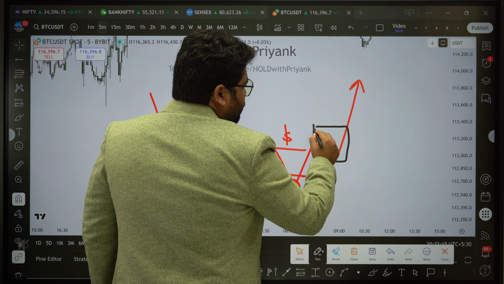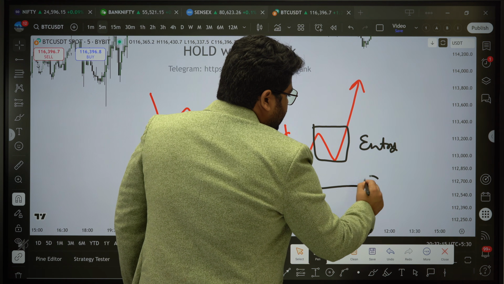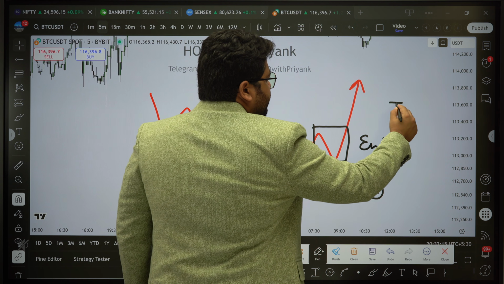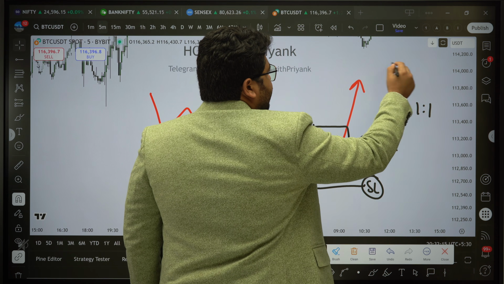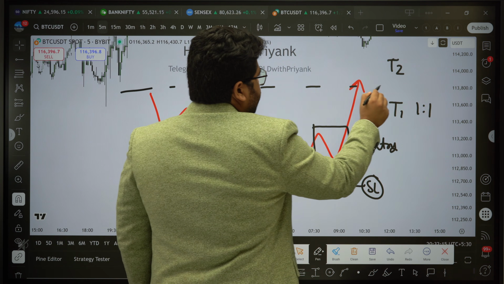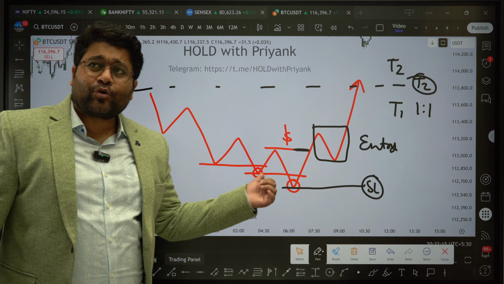And in this zone, actually, this is the zone where you make your entry plan. You put your stop loss just below it. Don't enter too high. Try to enter as close as this. And then T1 at 1:1. And then T2 is the high of this move, correct? Like here, this one would be your T2. And there you can manage or book your full position. That's how you are going to practice it.